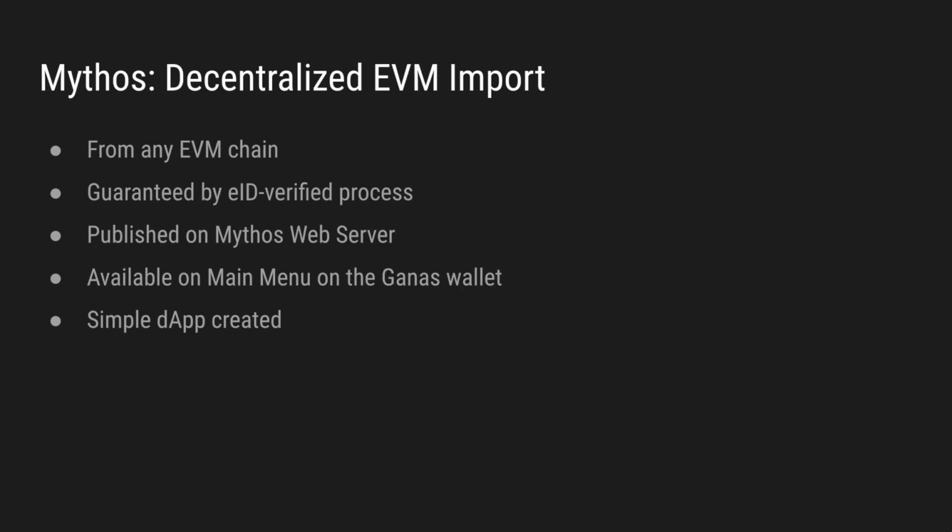In future videos, you will see how you can register your dApps under categories and how, as a user, you can browse through them. Today, you have seen smart contracts import from any EVM chain. dApps are guaranteed by developers being eID verified, and you can see a demo of this in previous videos. All contracts have an automatic reference published on the Mythos web server, and a simple dApp is created on our decentralized dApp engine. And all of these dApps will be available directly in the main menu on the Ganas wallet.